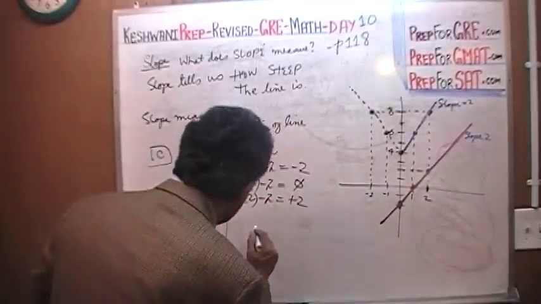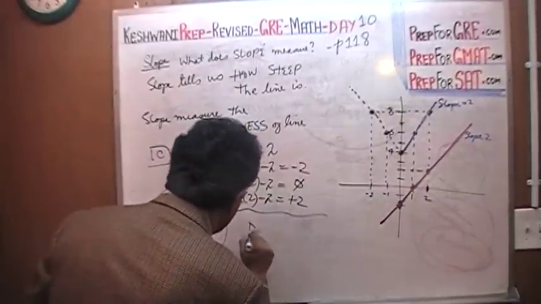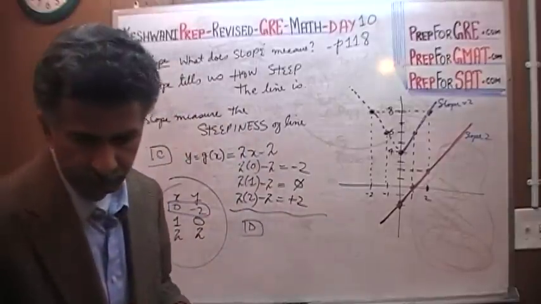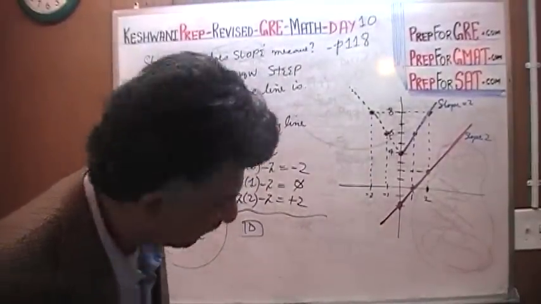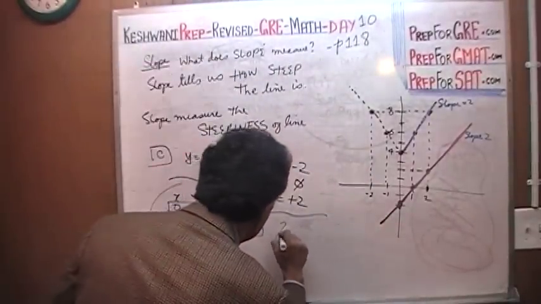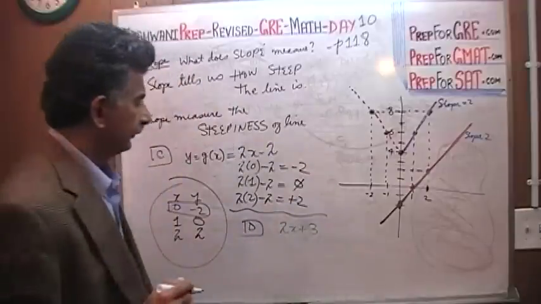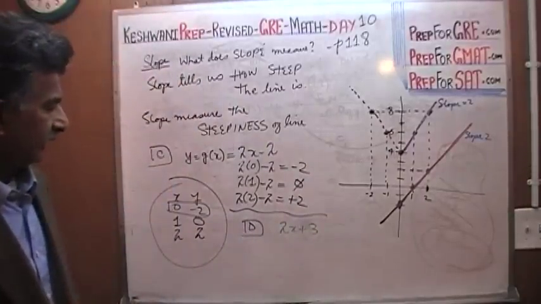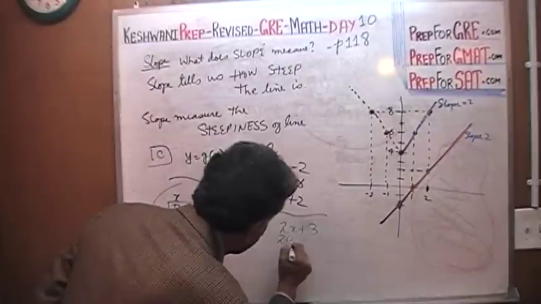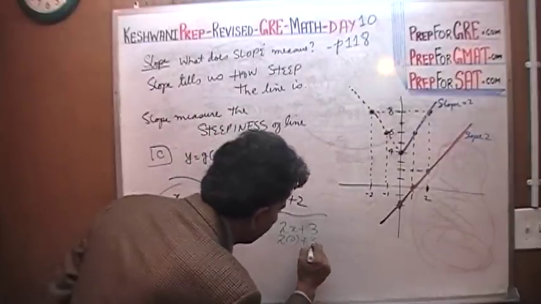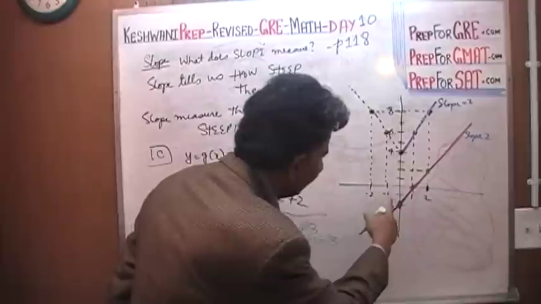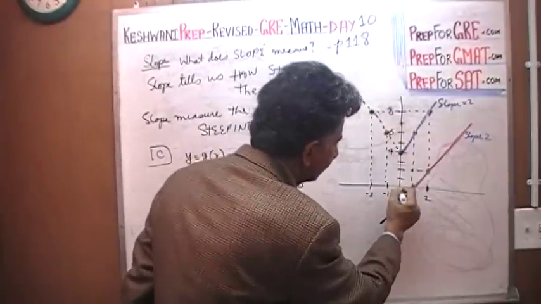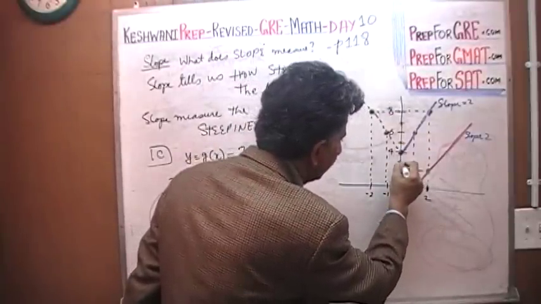Let's look at answer choice D. Let me put it in a green color so it is more different than the blue one. D says 2x plus 3. When x is 0, y is going to be 3. 2 times 0 is 0, plus 3, y is 3. When x is 0, which is along the y-axis, y is 3. 1, 2, 3. It begins from here.